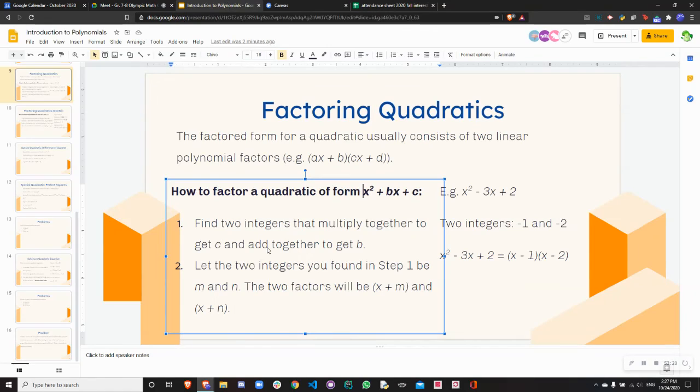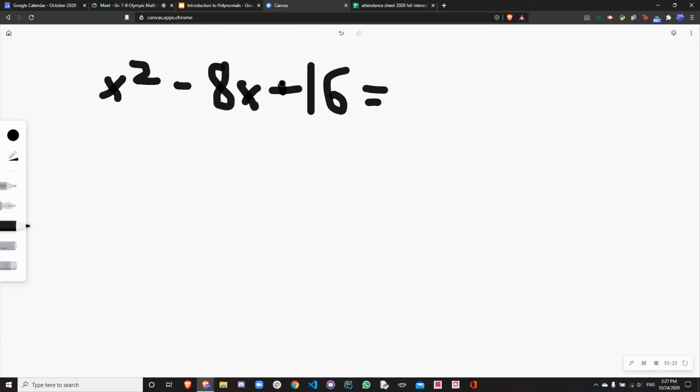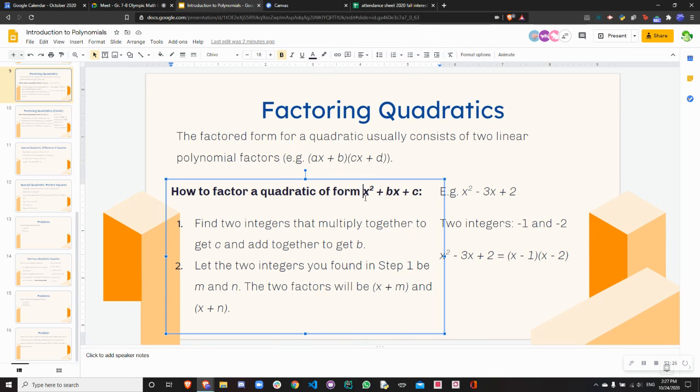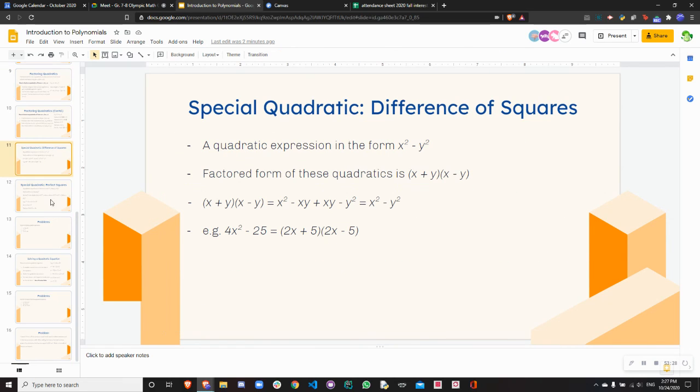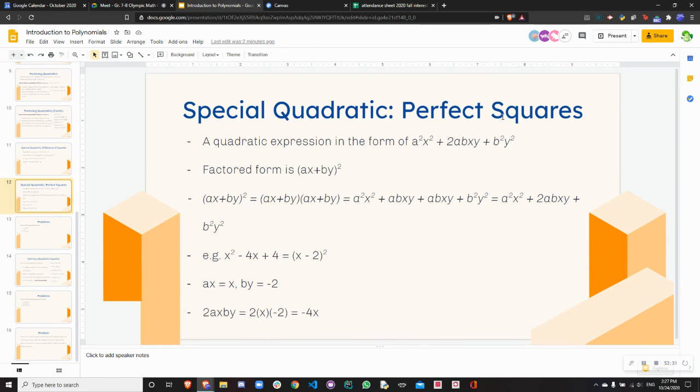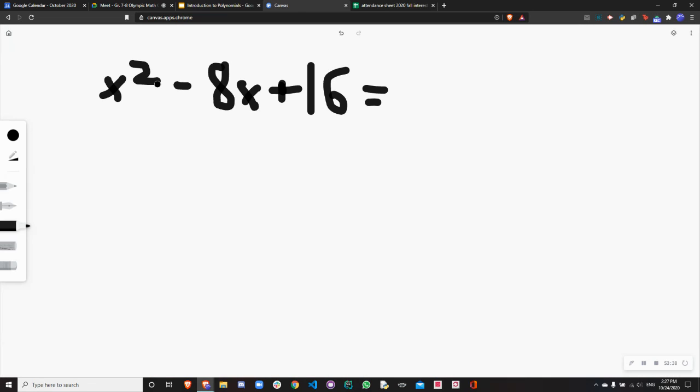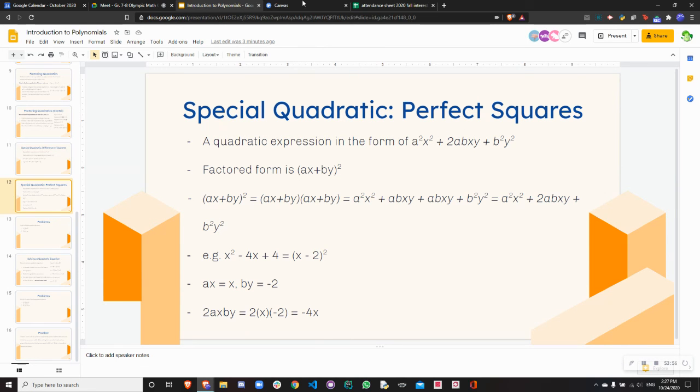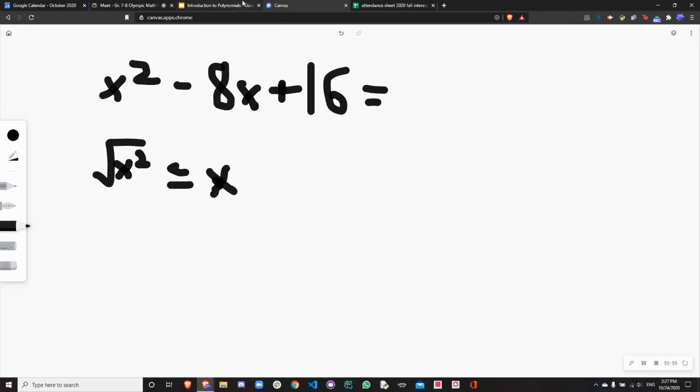So if we're trying to factor x squared minus 8x plus 16, we notice that it could be of the form x squared plus bx plus c. We could try it out. Or if you notice, it's also a perfect square, of the form a squared x squared. The square root of x squared just gives you x. We notice that 16 is also a perfect square. So the first term and the last term have to be perfect squares in order for this strategy to work. If we take the square root of 16, we get 4.